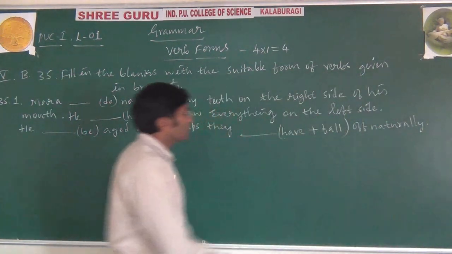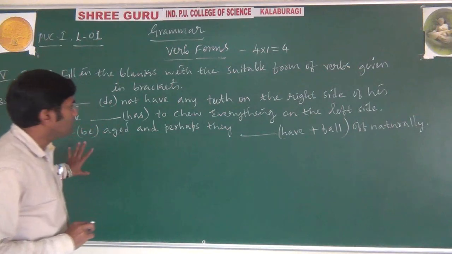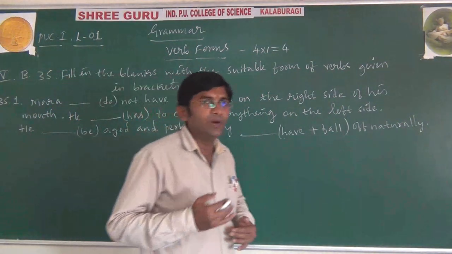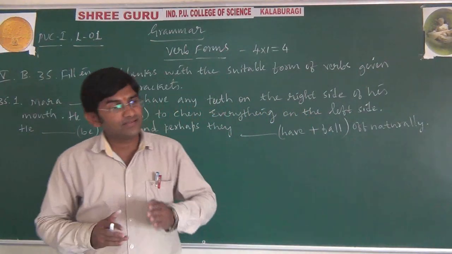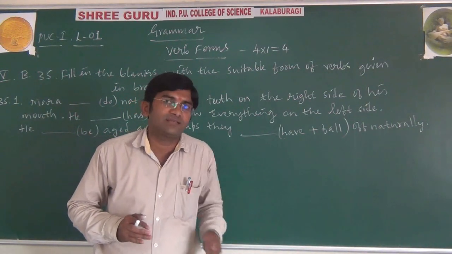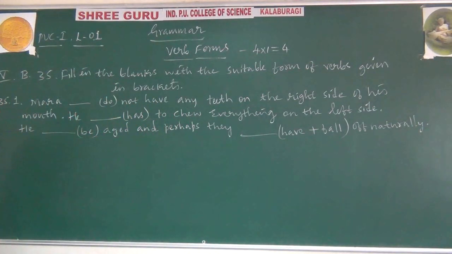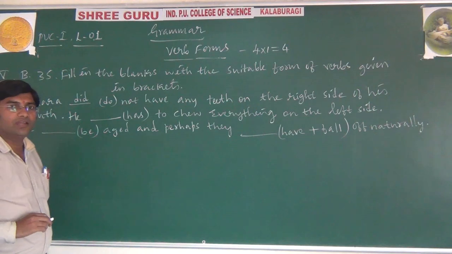Yes, this is for my dear students. In the examination they will be asking you in this form. I mean, four blanks are given with the clues in brackets. You are asked to transform them into past tense, that is sometimes simple past tense or sometimes past perfect tense by adding past participle verbs. Right. Mara do becomes did, as we had already discussed a little while ago.